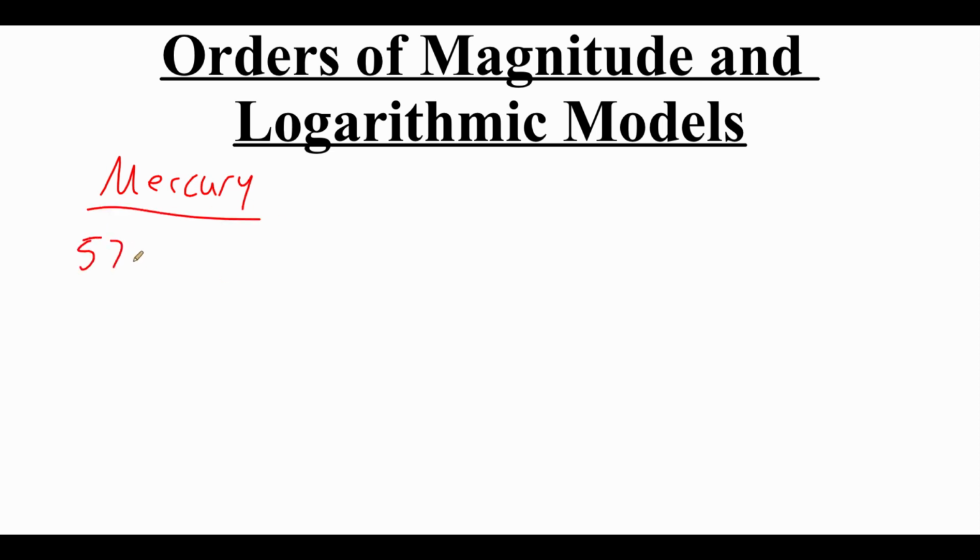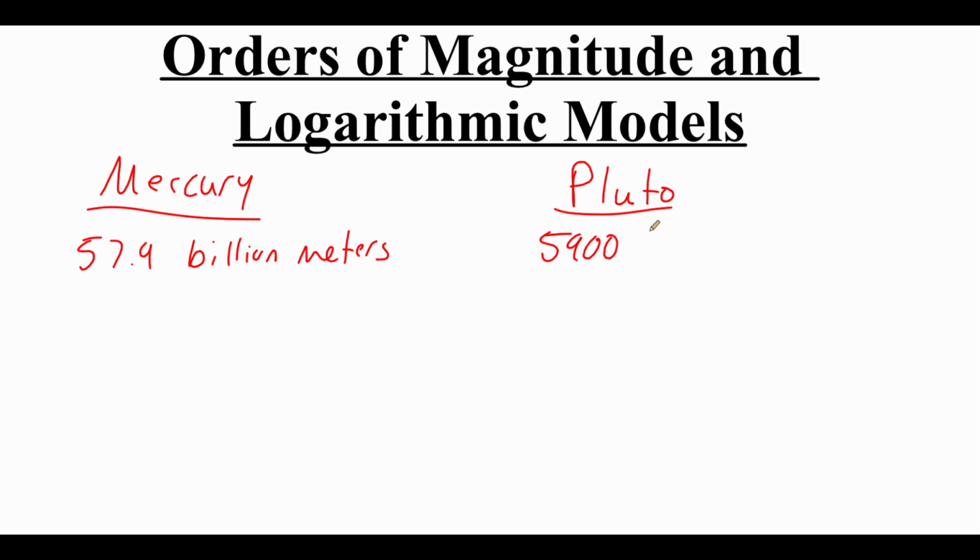Mercury is about 57.9 billion meters away from the Sun. But if we compare that to Pluto, Pluto is 5,900 billion meters away from the Sun. So it's about 100 times further away from the Sun than Mercury is.